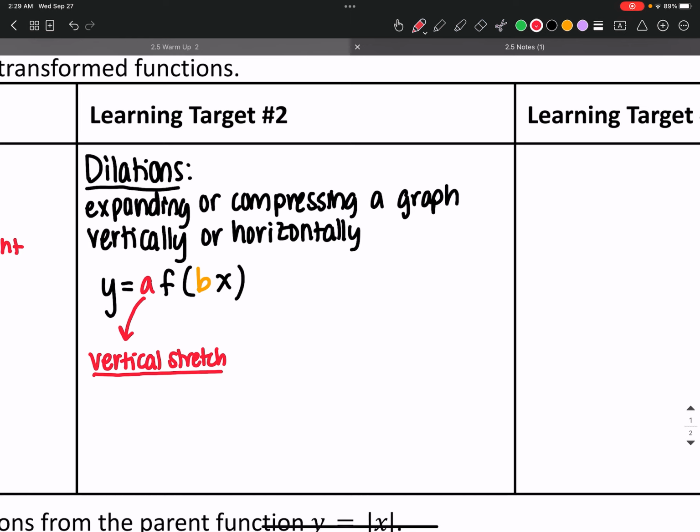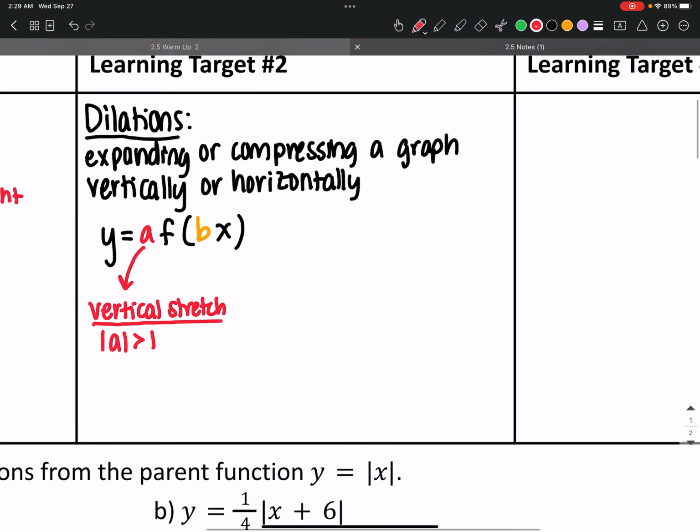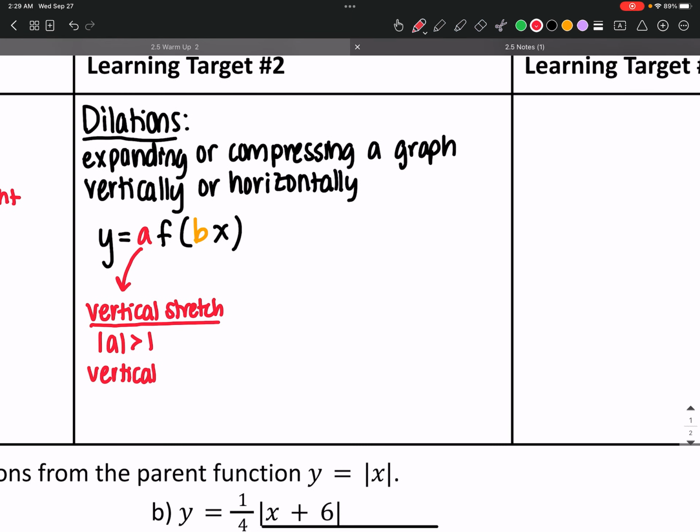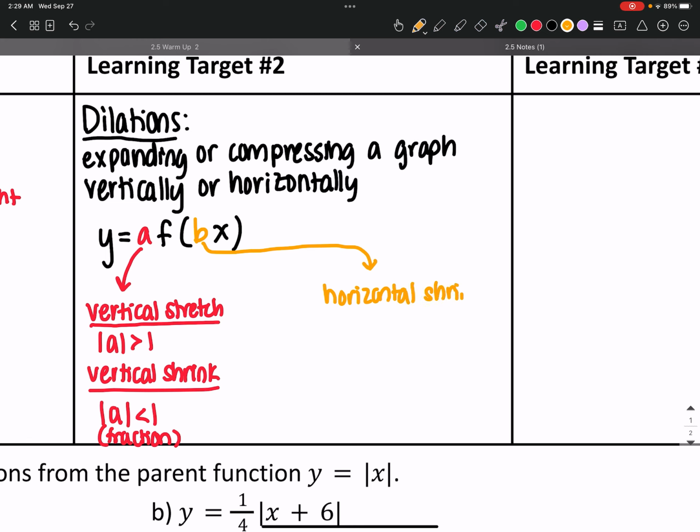If I have a vertical stretch, that means the absolute value of a is greater than 1. If I have a vertical shrink, that means the absolute value of a is less than 1, or a fraction. Okay, a whole number coefficient, then it's a vertical stretch. Fraction coefficient, it's a vertical shrink. Then I have b. So b is the coefficient inside of the function. That tells me if I have a horizontal shrink or a horizontal stretch.